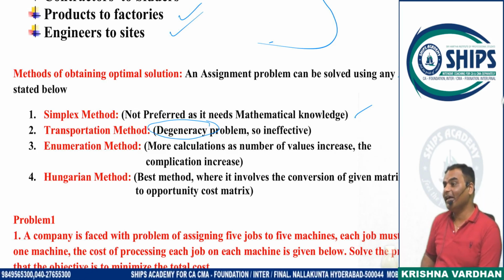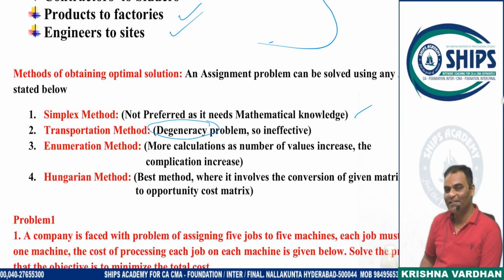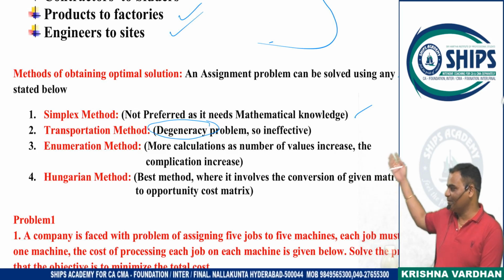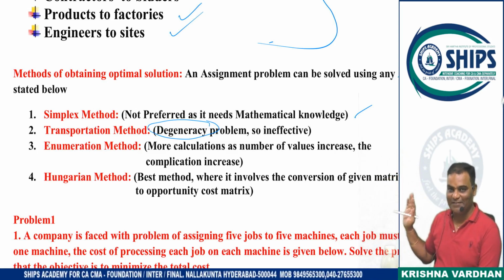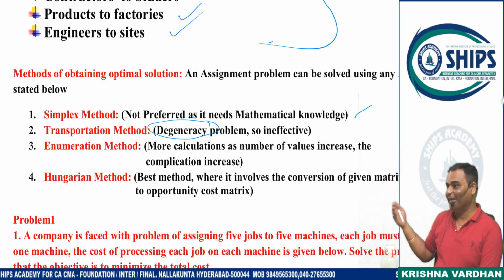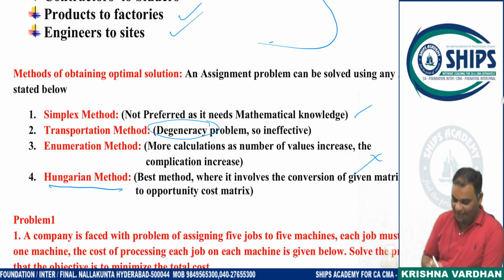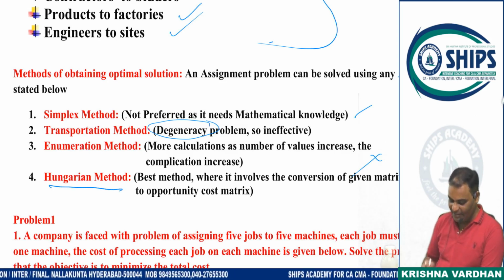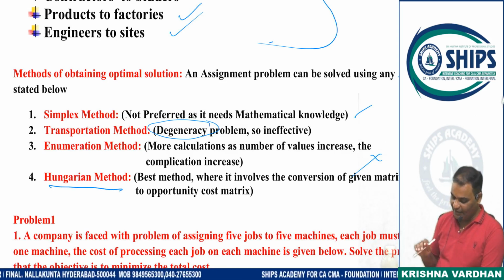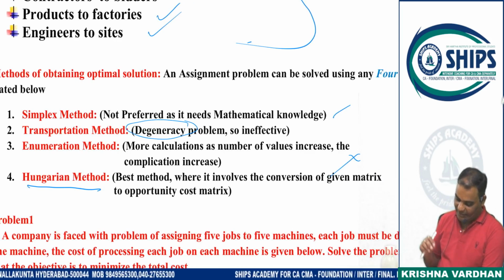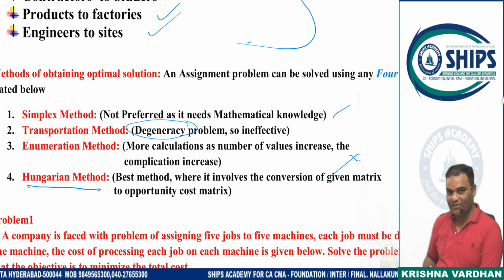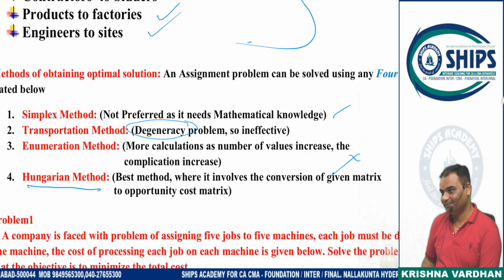There is a third method called the enumeration method. This enumeration method is good, but the number of steps will increase pages by pages. So long, lengthy calculation is more confusing. So even this is not preferred. There is a method called the Hungarian method. This is the best method because it converts the given matrix into an opportunity cost matrix. So this is the preferred method.